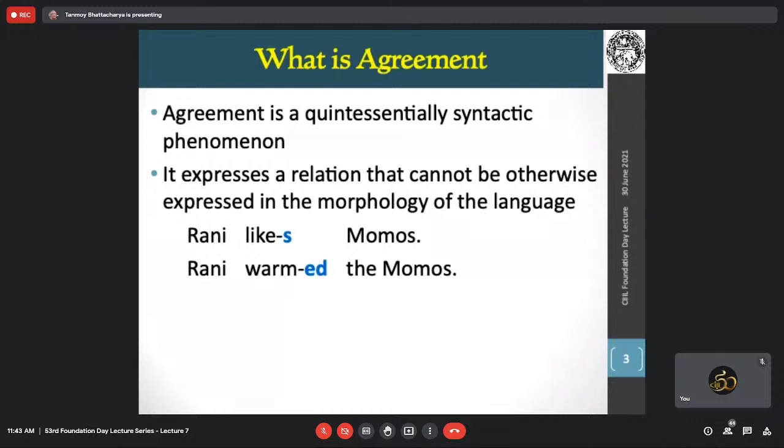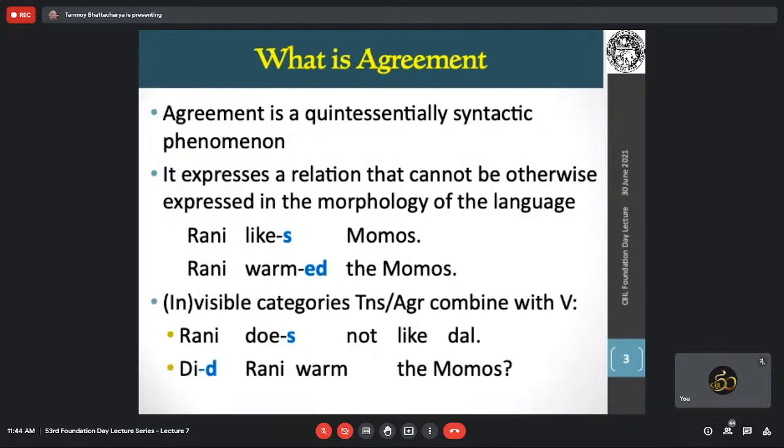For example, these two examples here, Rani likes momos. I'm taking English examples because these are the most familiar and easier, as you will see as I progress through the talk, that this phenomenon of agreement becomes more and more complicated. Then the second example, Rani warmed the food. And these two affixes, the morphological affixes, indicate various things, and in a way we can straight away land into things which are not visible on the surface. So I've written visible, invisible, categories of tense and agreement, AGR, short form for agreement, that combine with the verb to give you agreement.